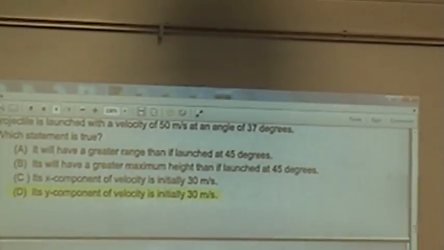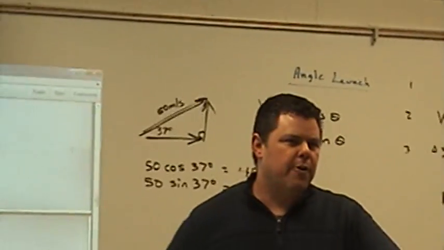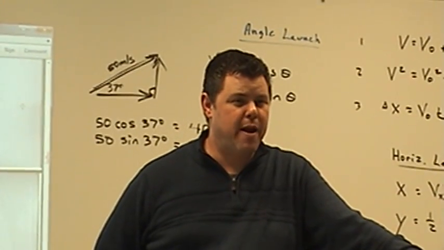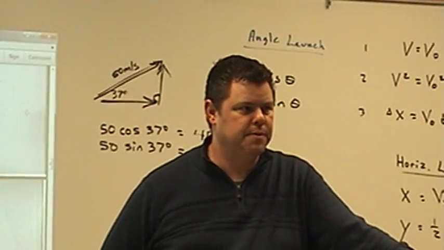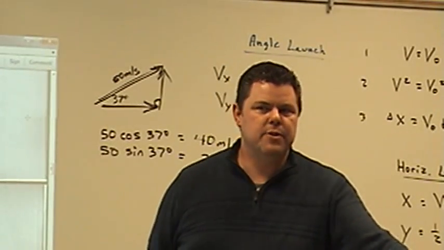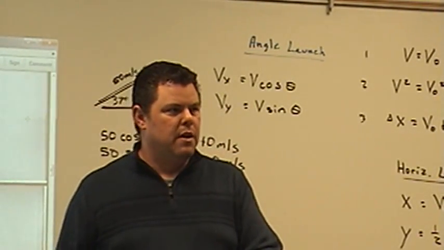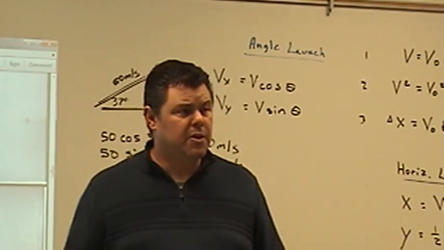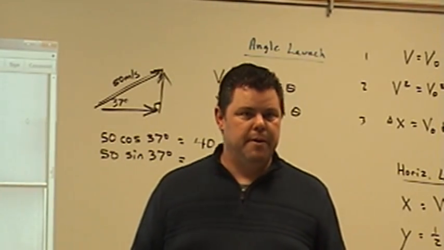Let's say you launch something at 30 degrees. What other angle do you think will achieve the same range as something launched at 30 degrees? 60. 30 degrees and 60 degrees will actually achieve the same range. Now, they won't be in the air for the same length of time, but they'll go the same distance. They are complementary. It works out that way.